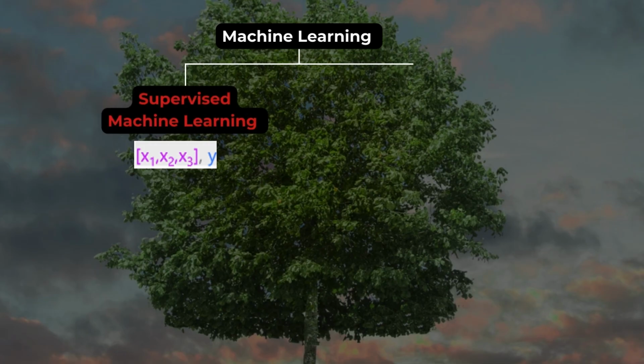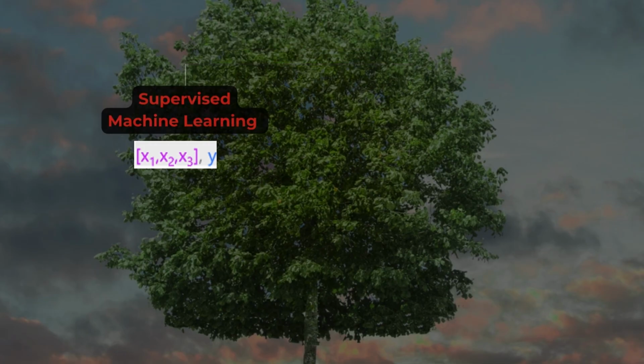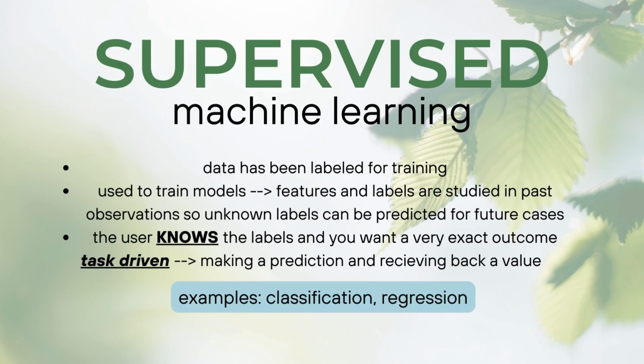First up, we have supervised machine learning. So what is supervised machine learning? It is data that has been labeled for training. It's used to train models, and features and labels are studied in past observations so unknown labels can be predicted for future cases. The user knows the labels and you want a very exact outcome. It is task driven, making a prediction and receiving back a value. Some examples of this are classification and regression.